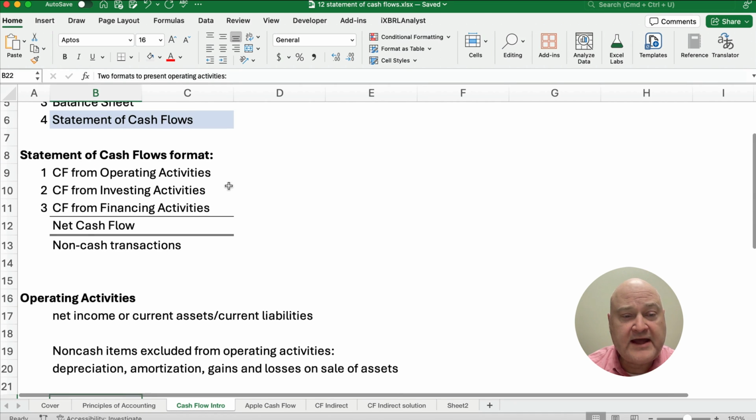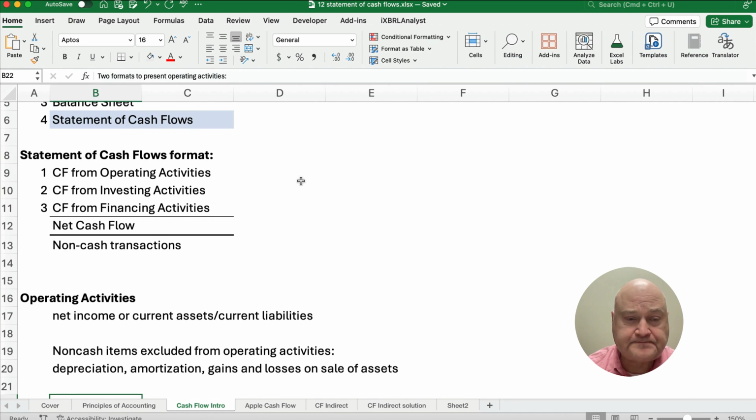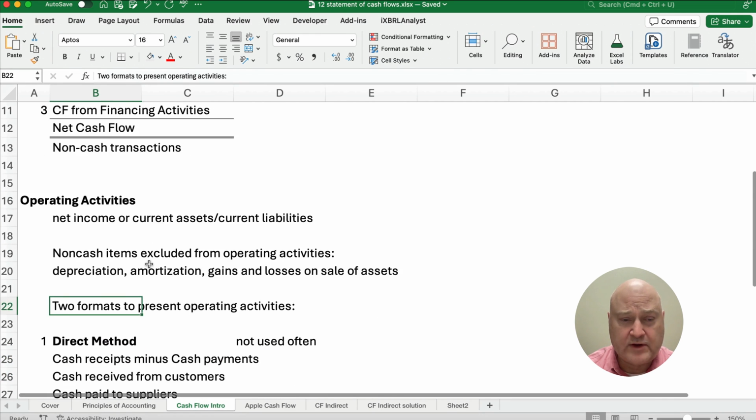So let's talk about the cash flow format. We have three activities: operating, investing, and financing. And from that, we get the total or net cash flow for our business. And then we have some non-cash transactions. So let's talk about each of these sections, and we'll show a quick example of what one looks like for a company.